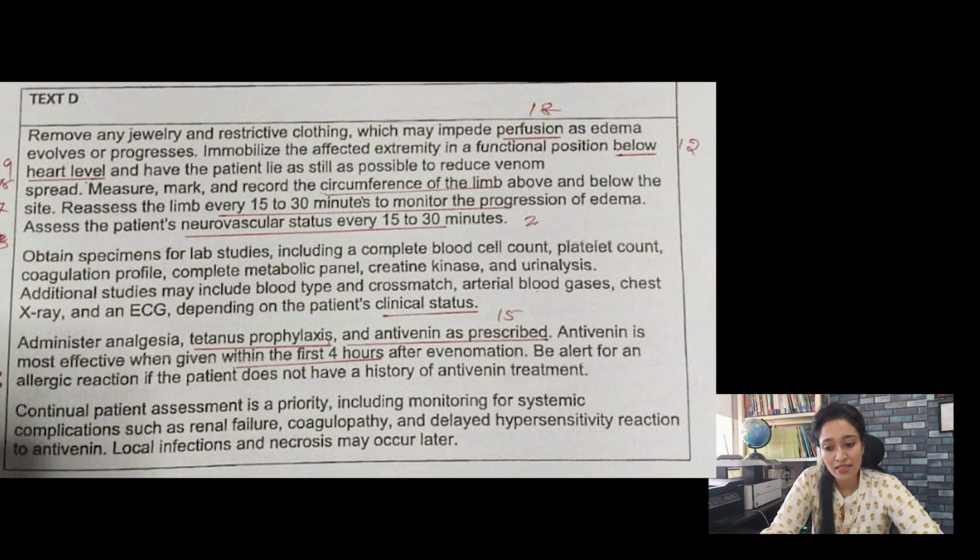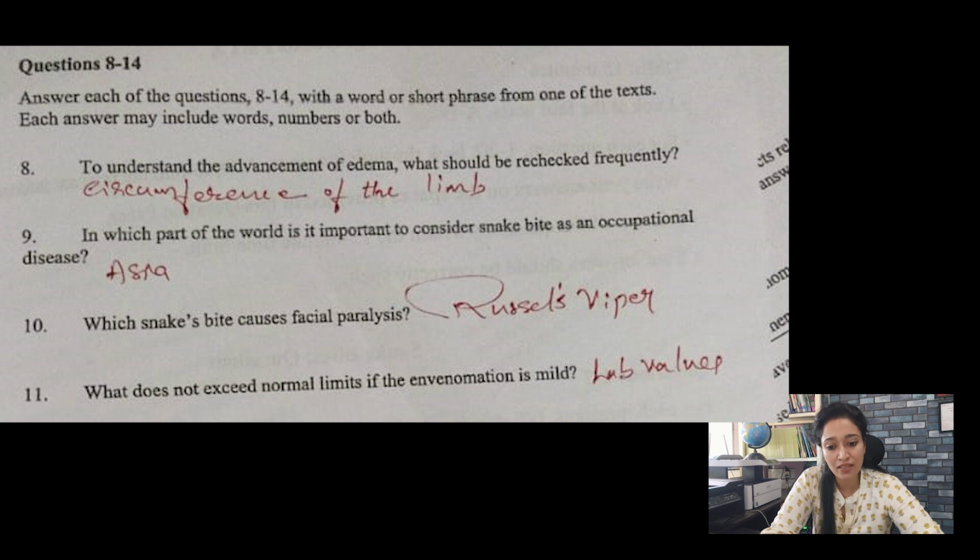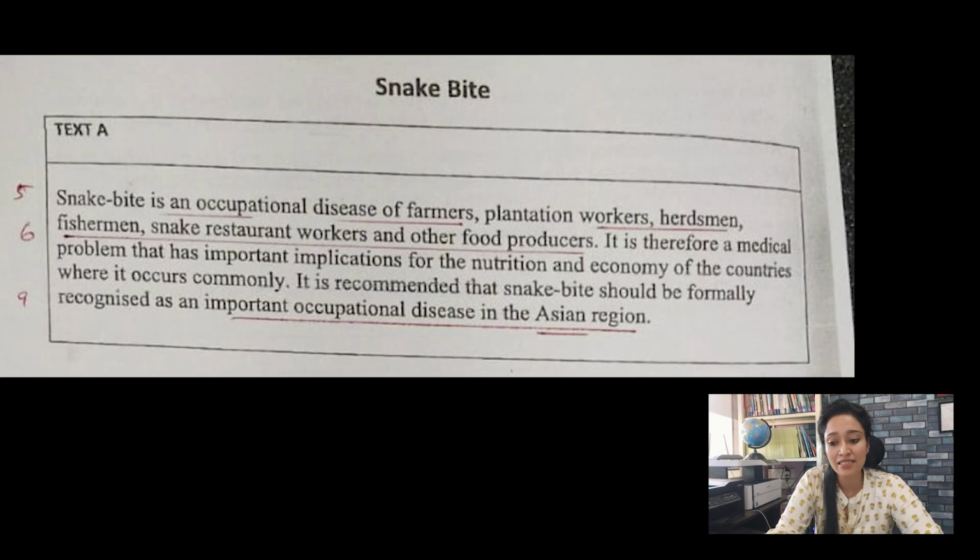The 9th question is: in which part of world is it important to consider snakebite as an occupational disease? Here the keywords are which part of world and occupational disease. I hope you have already marked the keywords in the text, and once you see through the reading text A, you can see this keyword occupational disease and Asian region. So you can come to the answer Asia very fast from this.